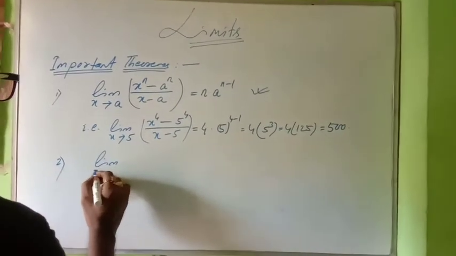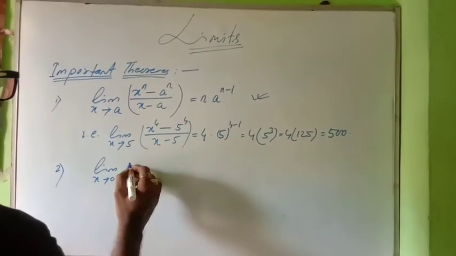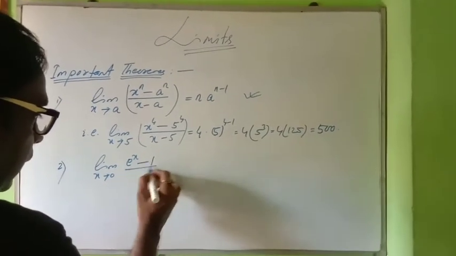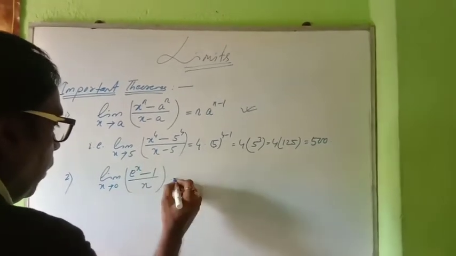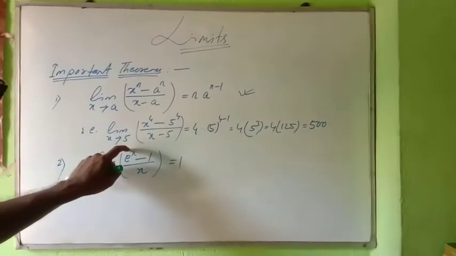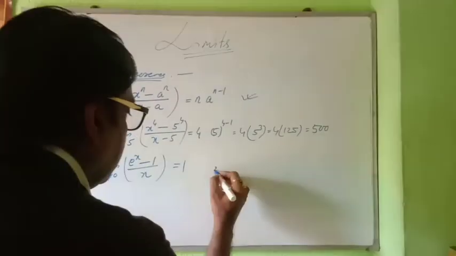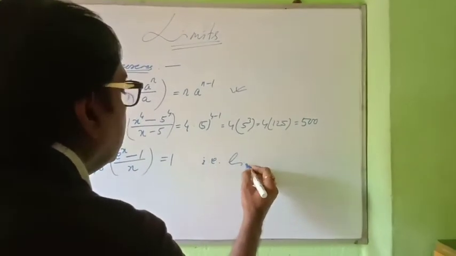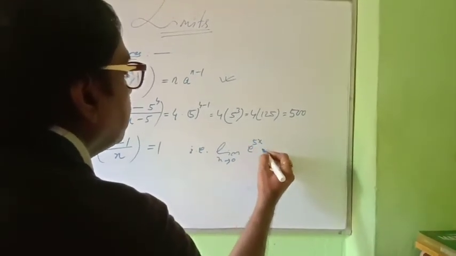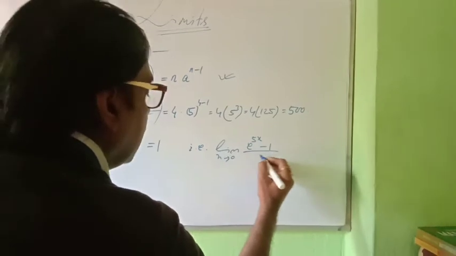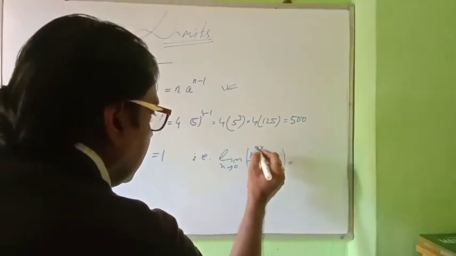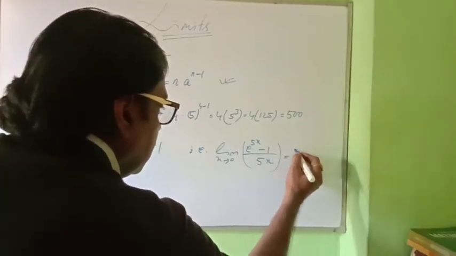Number 2. Limit x tends to 0, e to the power x, where e means the exponential function, minus 1 by x. The answer is 1. Okay, the number with e to the power x should be the same here. Suppose one example: limit x tends to 0, e to the power 5x minus 1. That means I have to write 5x here as well. Then the answer will be 1.